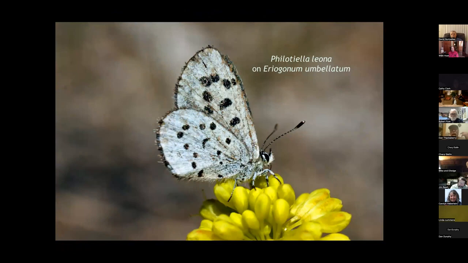And here's the guy that uses them. This is Leona's little blue. This was discovered on these plants down there in Oregon. It was discovered and named as a brand new species, one of the only species to be described new in the United States in, I don't know, something like 30 years at the time. And it's considered to be threatened. That's why David James has been down monitoring both the plant and the butterfly.